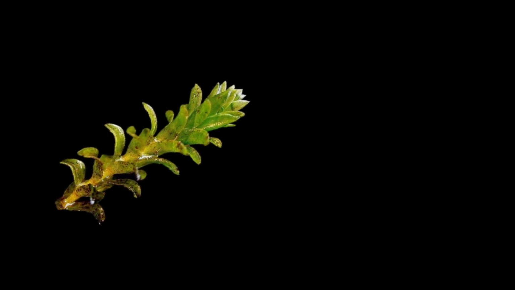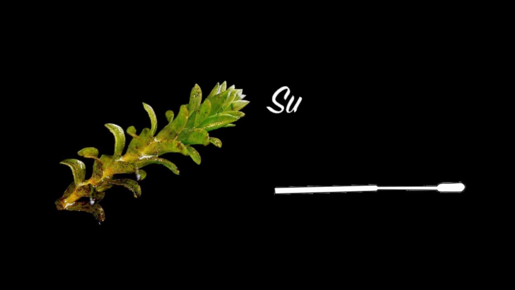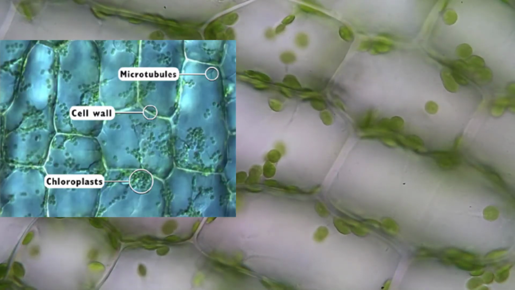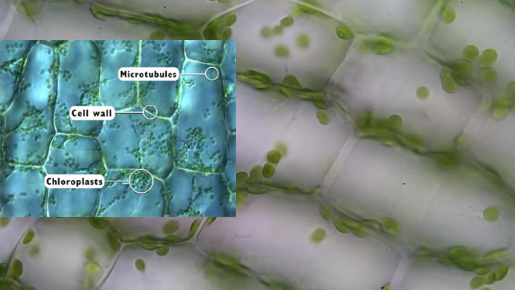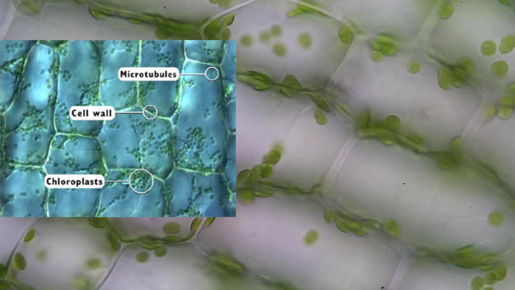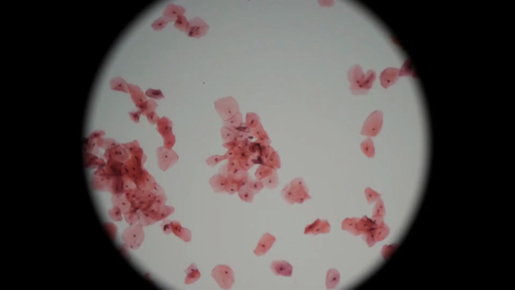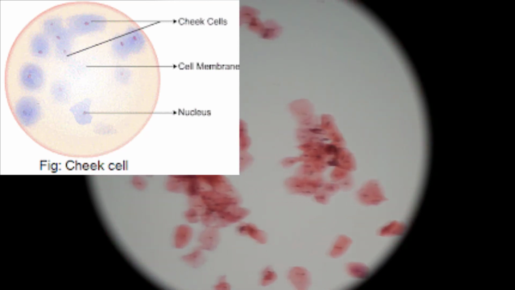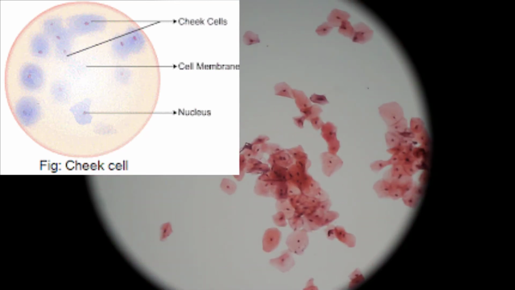The plant cell that we will be observing today is the elodea. The animal cell that we will be looking at today is human cheek cells. In the elodea, you might be able to see the microtubules, the cell wall, and the chloroplasts. You can also see the cytoplasm. In cheek cells, you should be able to identify mitochondria, the nucleus, the cytoplasm, and the cell membrane.